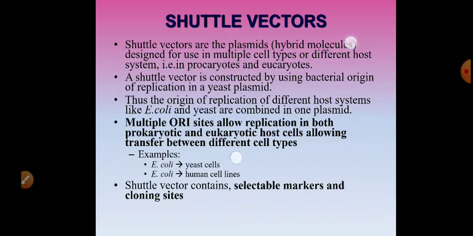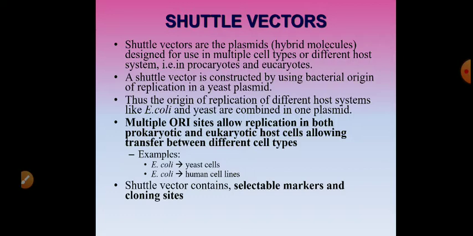Shuttle vector is constructed by using a bacterial origin of replication in a yeast plasmid. Okay, so a bacterial origin of replication using a yeast plasmid. That means that it will have a yeast plasmid and bacterial origin of replication. So it can replicate in bacteria as well as it can replicate in yeast.